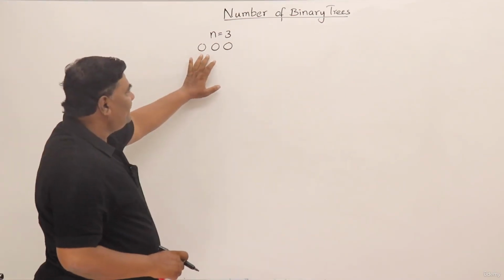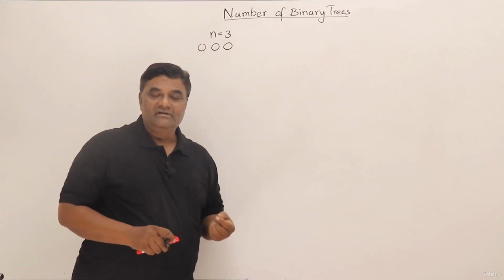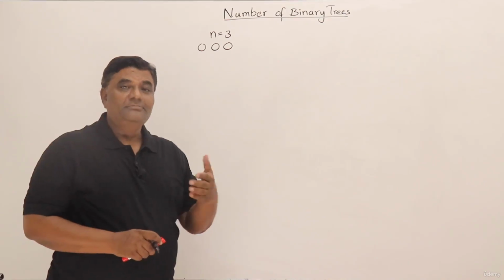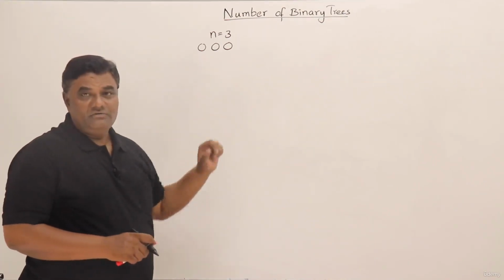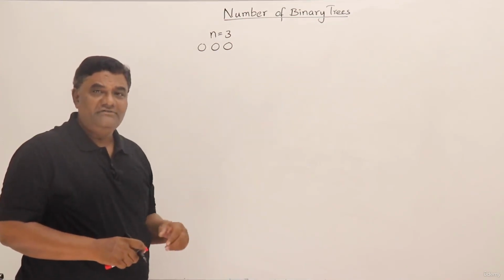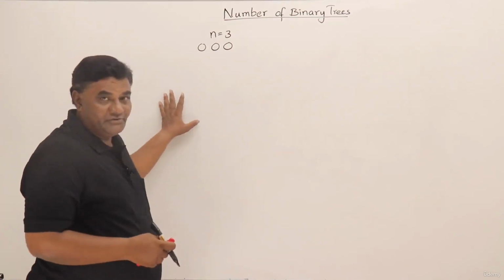This is an example of unlabeled nodes. These are empty nodes. Labeling is not there. Alphabets A, B, C or numbers 1, 2, 3, nothing is written in that. So these are unlabeled nodes. So if 3 nodes are given, how many different binary trees can be generated? I will draw them and show here.